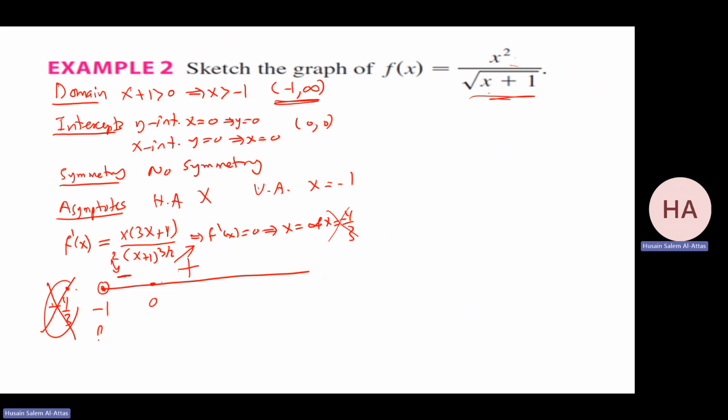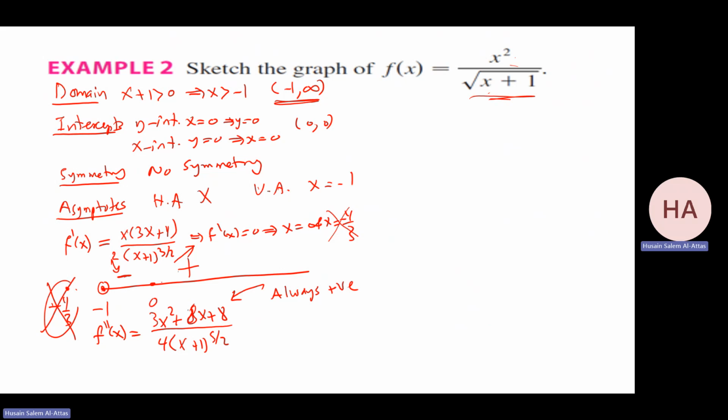Okay, I'll do f double prime. We do the calculation. You get f double prime equals 3x squared plus 8x plus 8 over 4 times x plus 1 to the power 5 over 2. Notice this one is always positive. Why is that?